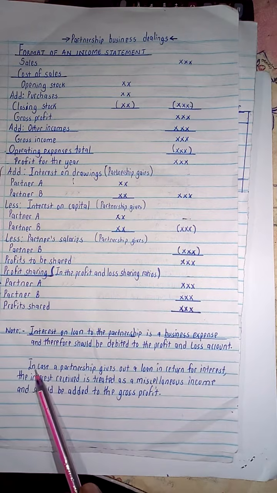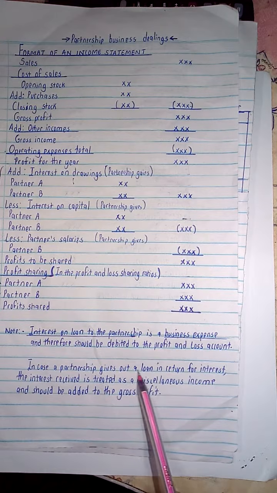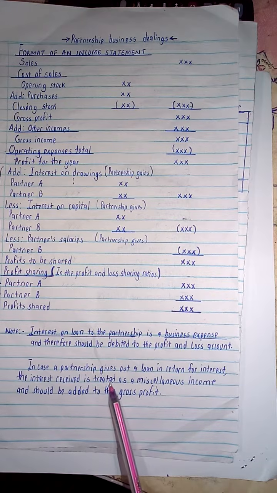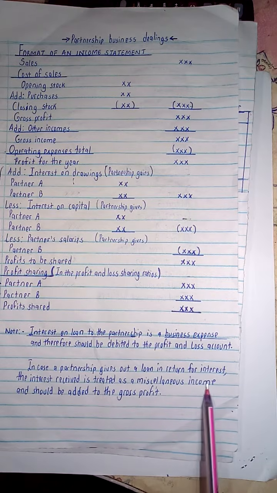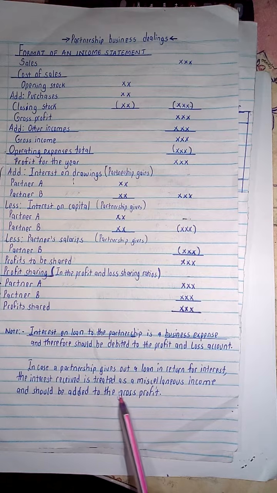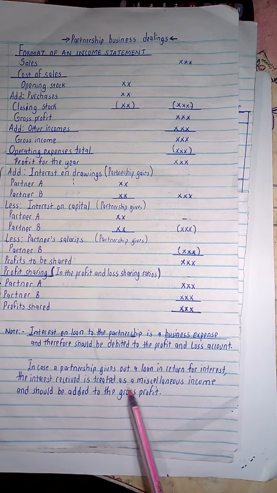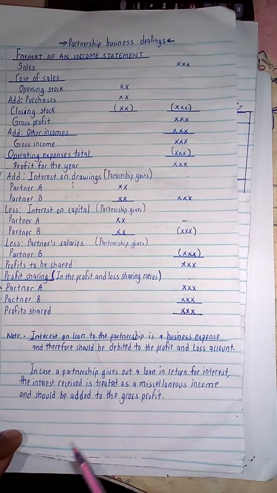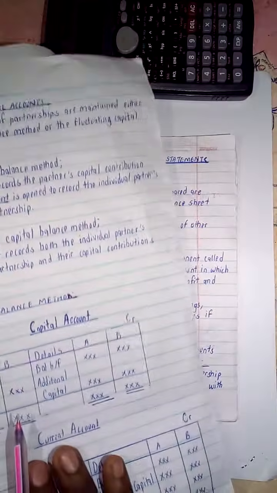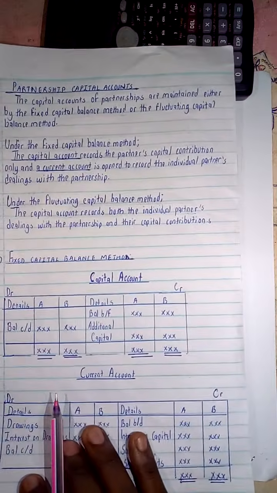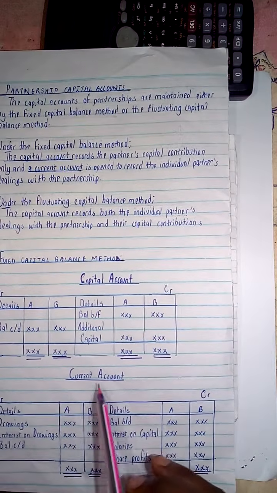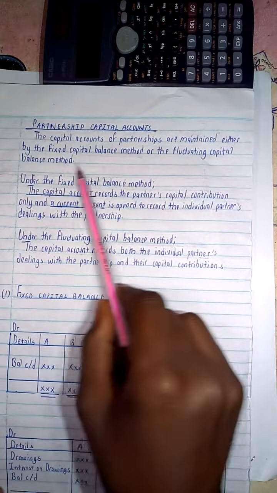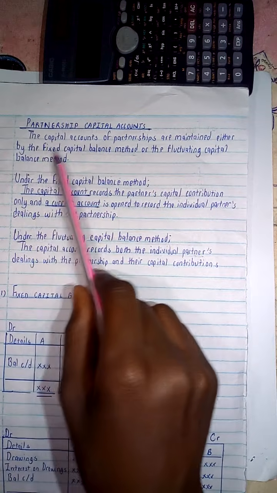In case a partnership gives out a loan in return for interest, the interest received is treated as a miscellaneous income and should be added to the gross profit. After knowing this, you'll be moving to the balance sheet. But as we are moving to the balance sheet, I would like to introduce an element of partnership capital accounts.